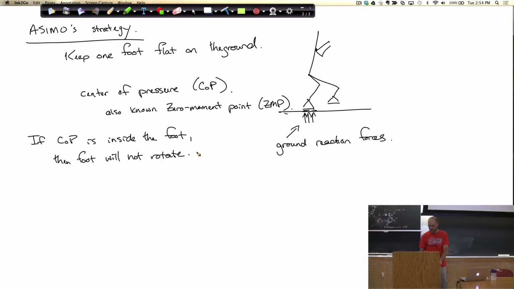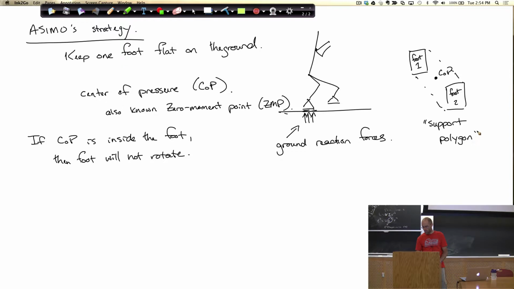Okay, and you can generalize that to if you have multiple feet on the ground, then what matters, if I look down from the top, if I have sort of foot 1 and foot 2, is the convex hull of my support and having the COP be somewhere in the middle of that, okay? If I can put a constraint somehow on the dynamics of all my links here, to make sure that the center of pressure stays inside the support polygon, it's called the support polygon, then I know that my foot will not rotate. Okay?